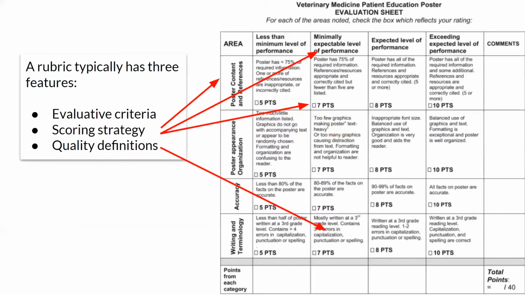Okay, so a rubric typically has three essential features. That's the evaluative criteria, the criteria against which an assignment will be graded. Then there's a scoring strategy, which outlines the quality at different levels, and then quality definitions at each level as well. So these are the three essential features of a rubric.